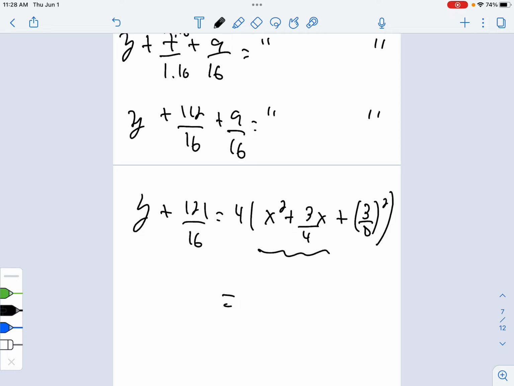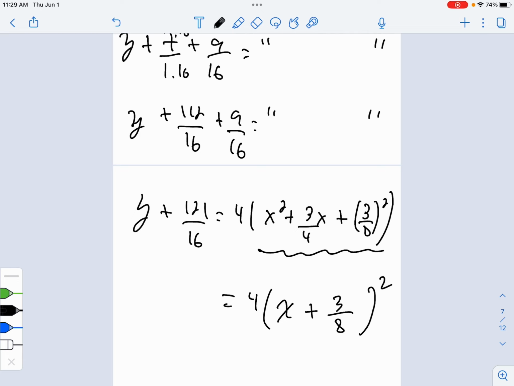This expression right here, once you add the 3/8 squared, becomes a perfect square trinomial, which means those three terms, that trinomial, is equal to saying x plus some number squared. And that number in this case is the 3/8. It's always plus the number that is the coefficient of x divided by 2.